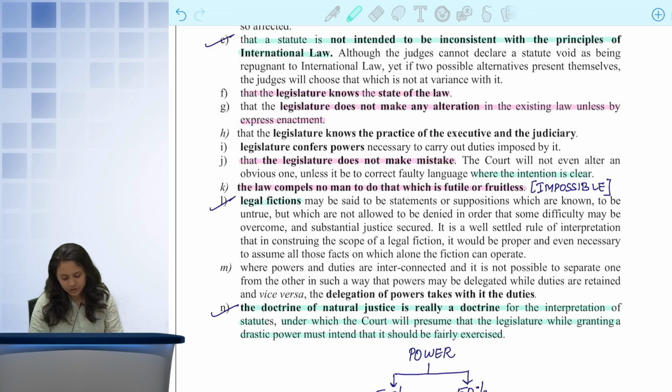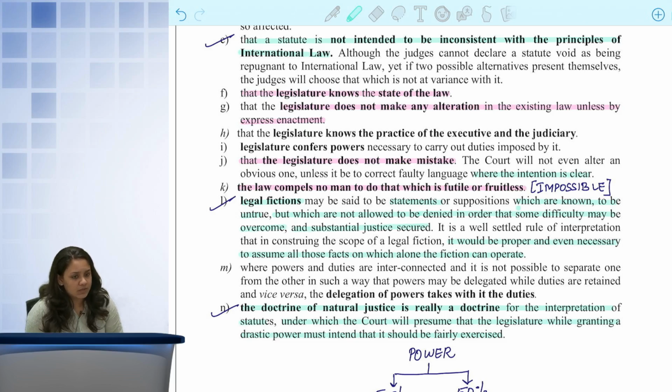Okay. Then the concept of a legal fiction. A legal fiction is, in essence, saying it would be proper and even necessary to assume all facts on which alone the legal fiction can operate. So what exactly is it? It is a series of statements which are known to be untrue, but which are allowed to be denied in order that some difficulty may be overcome so that substantial justice is secured.